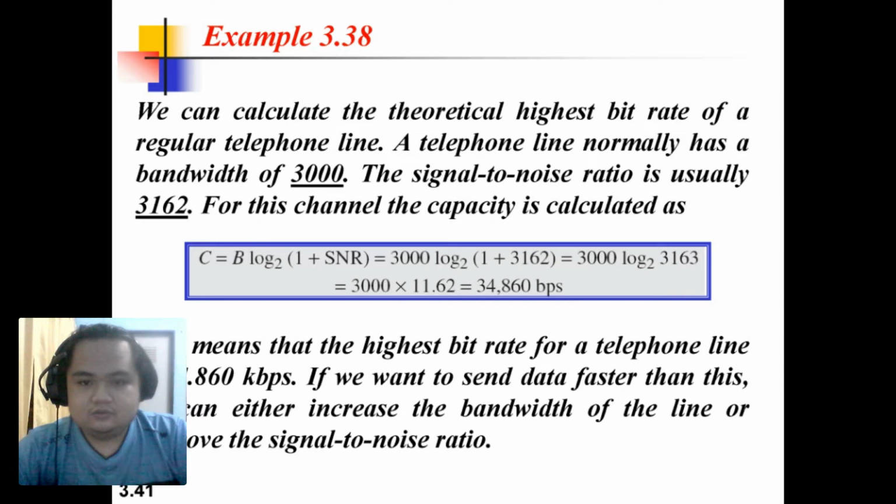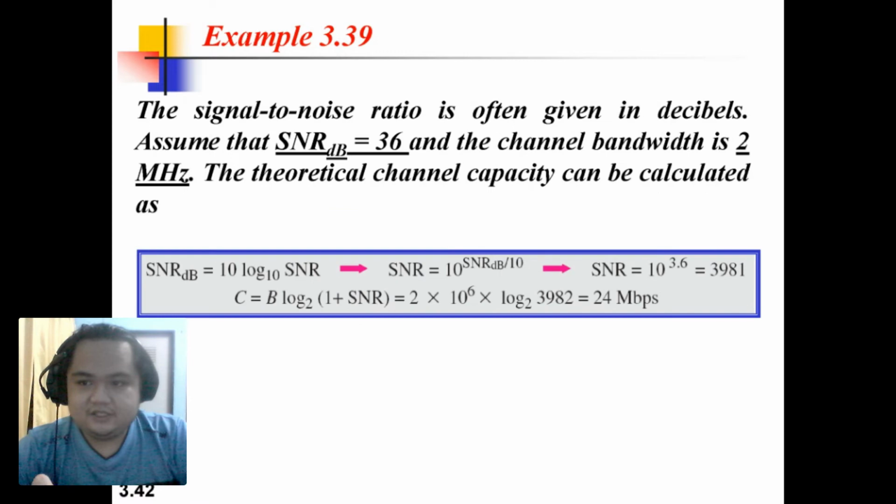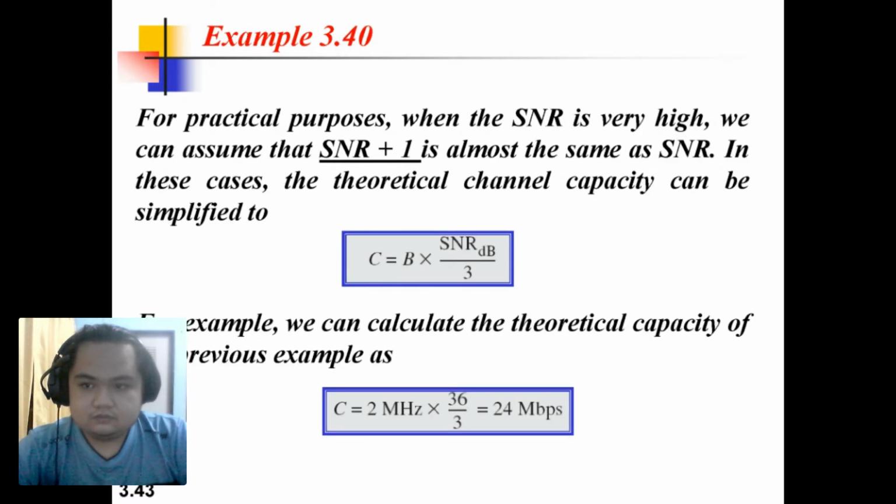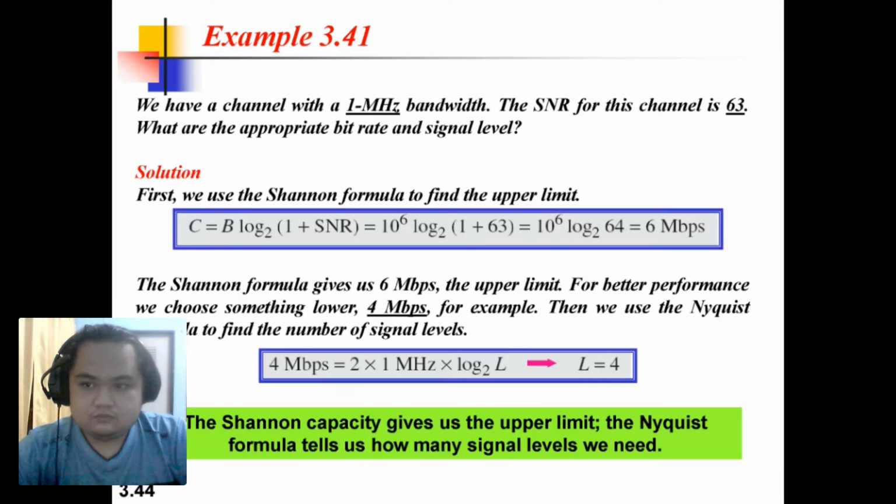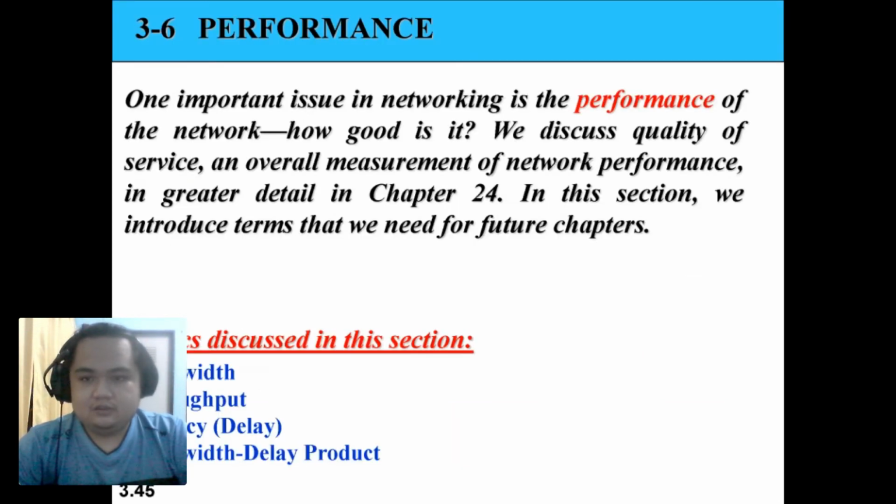So the capacity is calculated like this. You can see it. So this is all calculated, and the Shannon capacity gives us the upper limit. The Nyquist formula tells us how many signal levels we need.